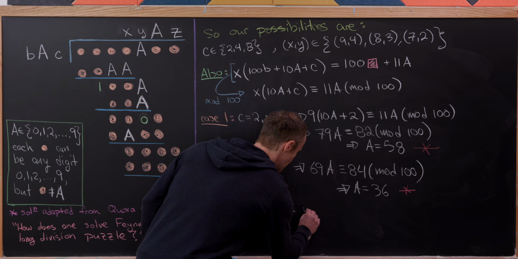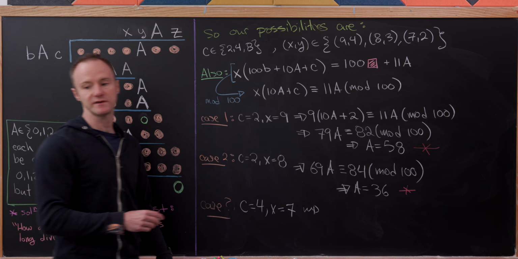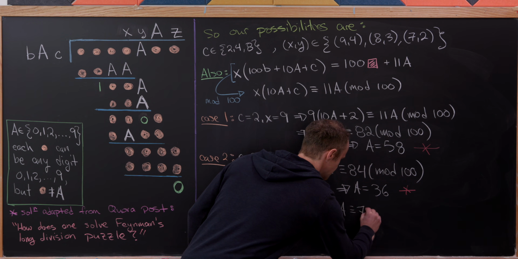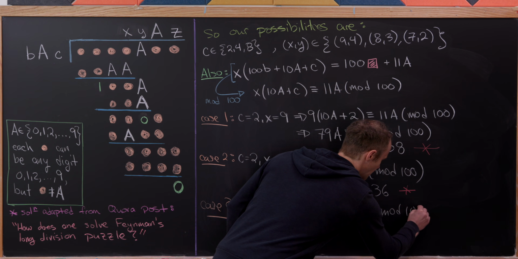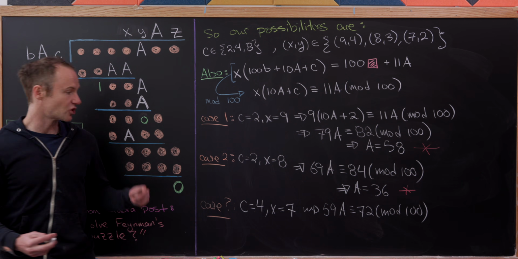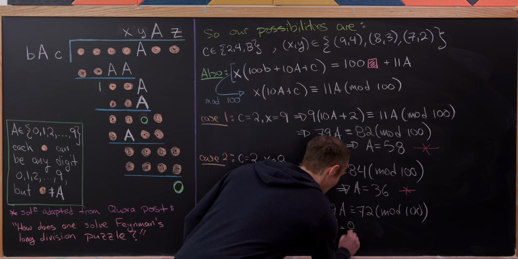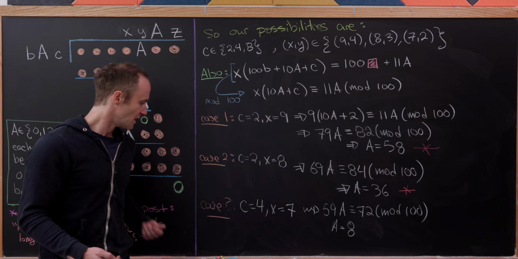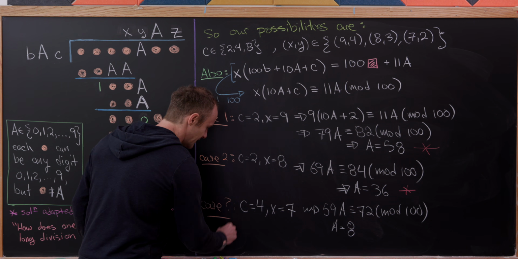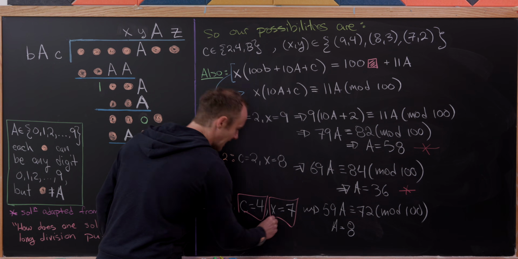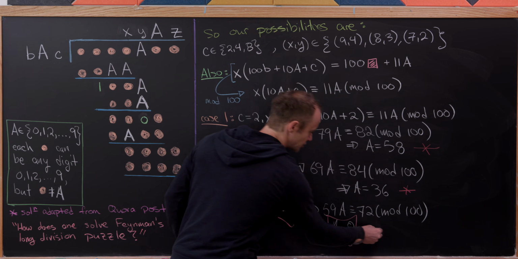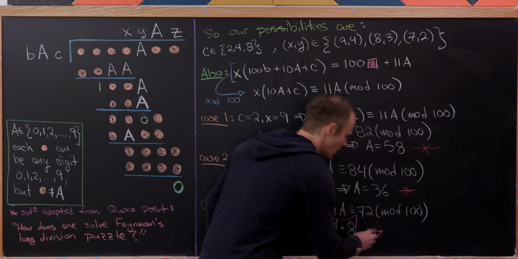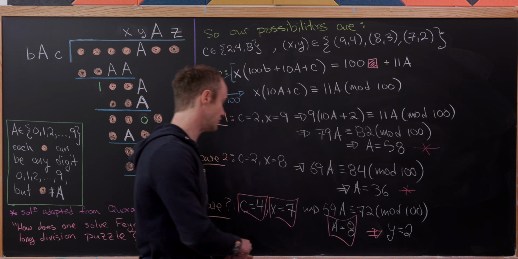So let's see, pushing this into our congruence and moving some things around, what we'll end up with is 59 times a is congruent to 72 modulo 100, but then solving that, we'll get the number 8. So a is equal to 8, which is definitely allowed. That's a one-digit number. Okay, so let's see what we have here. We have c is equal to 4, we have x is equal to 7, and we have a is equal to 8. But recall, if x is equal to 7, then that means that y must be equal to 2.